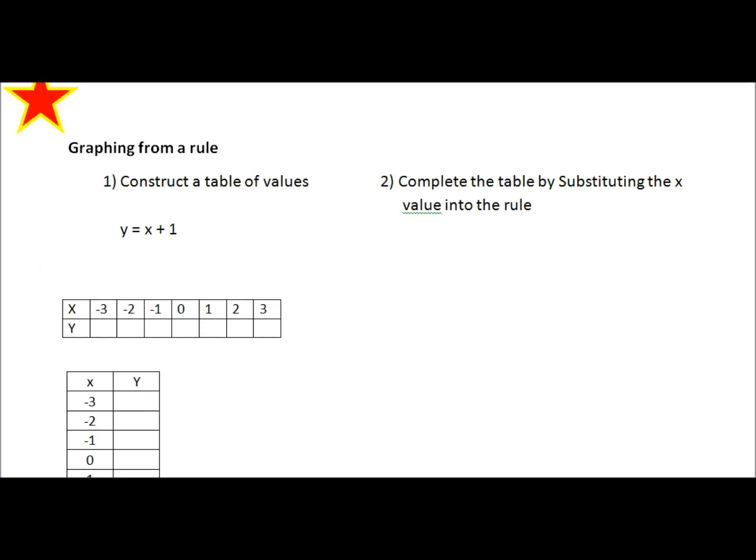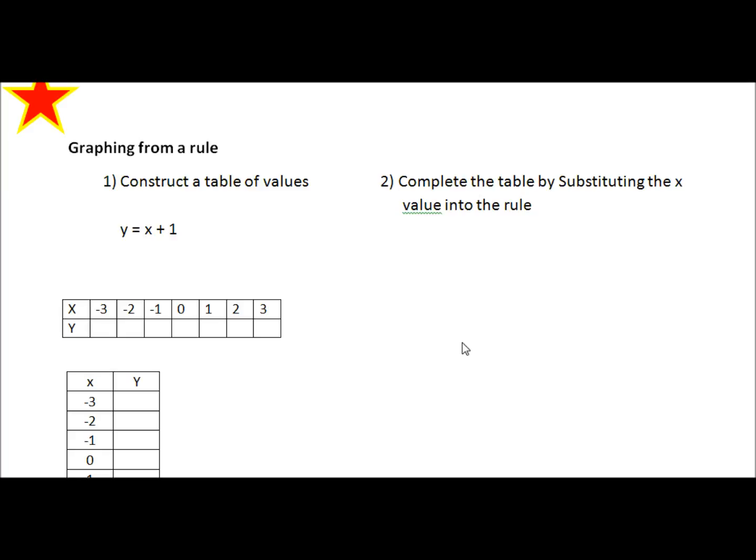Alright, first of all, graphing from a rule. There are several ways that you can go about this, but the way we're going to start with is to construct a table of values. Now a table of values could be horizontal or vertical. The book generally uses a horizontal table, but you may wish to do yours vertically. The way that we fill in this table is we complete it by substituting x into the rule. So here we have a rule, y equals x plus 1.